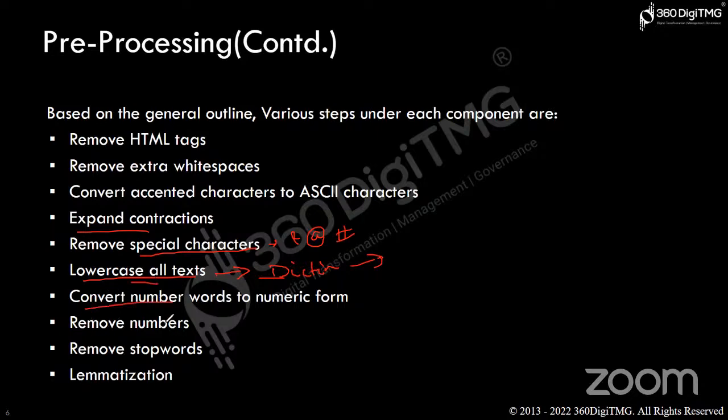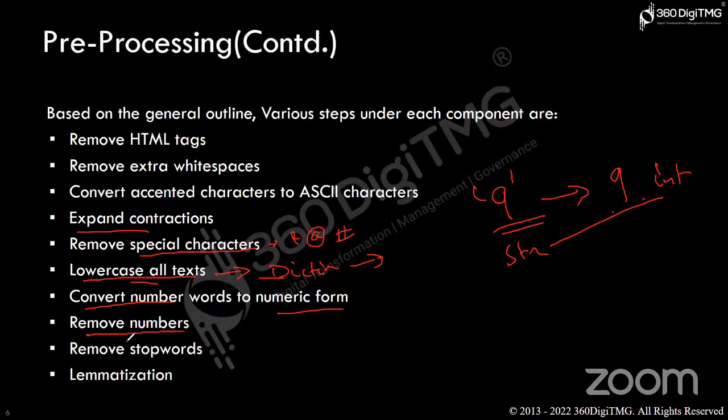Now converting number words to numerical form also we'll need to do. Means if you have, suppose, 9, but it is present as a string, we need to convert it to a proper 9, which will be an integer. So first it was a string, and we have to convert it into an integer. We'll also have to remove numbers. Suppose some numbers are there which are unwanted, we'll have to remove them.